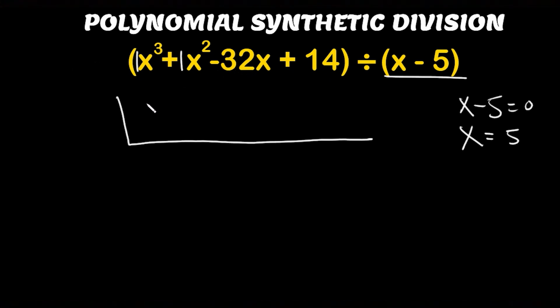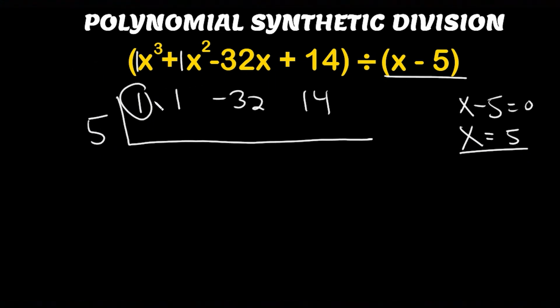Those coefficients are going to be written right here in order. So 1, negative 32, and then 14. Then your solved divisor right here goes on the outside. Okay? And then we're ready to go. So the first coefficient, being this one right here, we bring down and then we multiply. So for example, I bring it down, I get 1, and then I multiply.